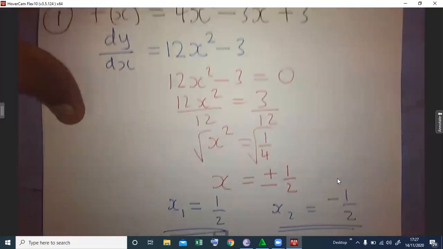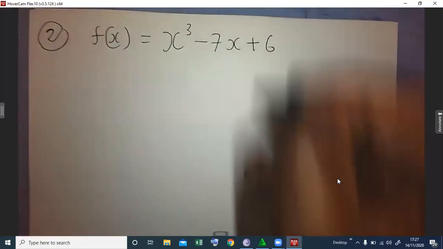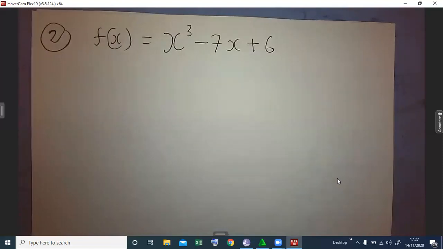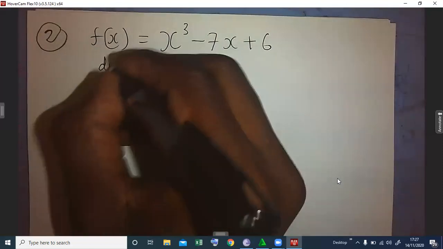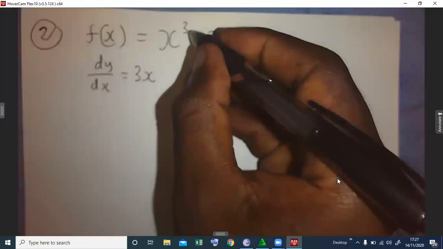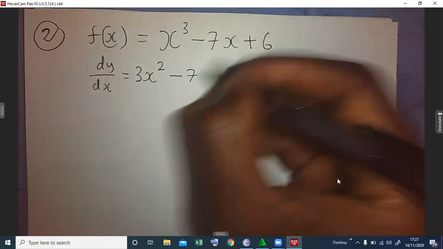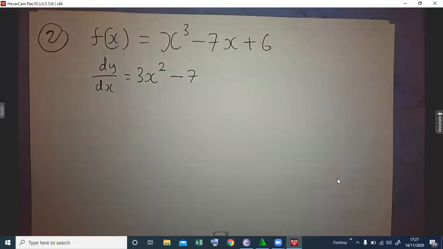Let's look at a second example of finding turning point of a cubic function, but using derivatives. So given our function as x power 3 minus 7x plus 6, we find dy dx, the derivatives. So dy dx will be 3 times 1, 3x, 3 minus 1 becomes power 2, then minus 7, then 0. So my dy dx will be that one.